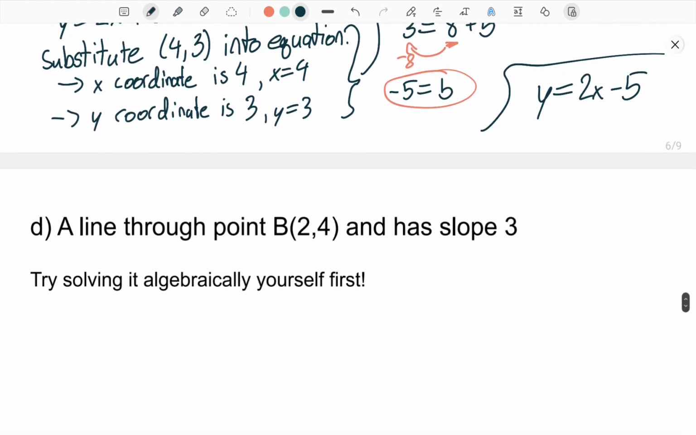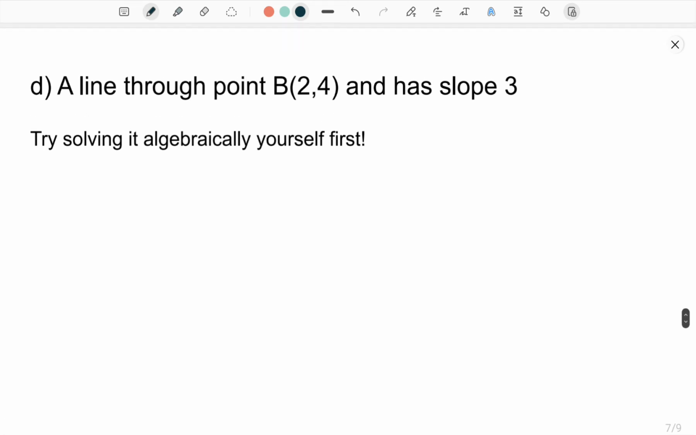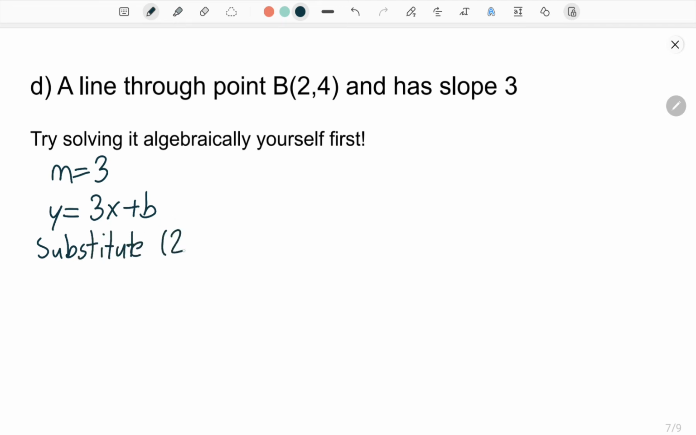All right, so let's try just another one algebraically. It's a good strategy to try it out yourself, and I'll go through it here as well. So if we have a line through the point (2, 4) now with a slope of 3. So again, first, we have our slope 3, so we can write down the general equation, so y equals 3x plus b. And then we want to substitute in (2, 4) into the equation.